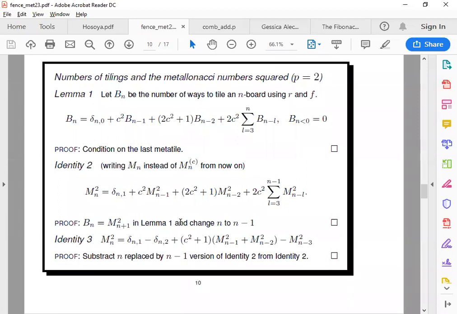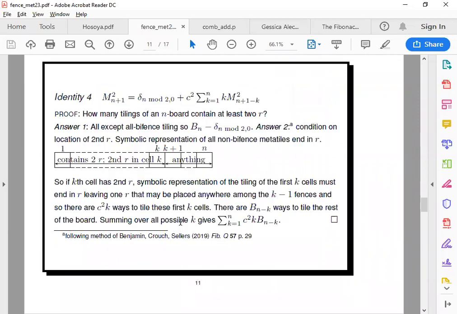So you can produce lots of identities by the various tricks in Art Benjamin's book. I've just selected a few which seem to be a little more interesting. This is actually based on a fairly recent paper by Art Benjamin and friends, which works quite well in this case. So this is the identity we want to prove.